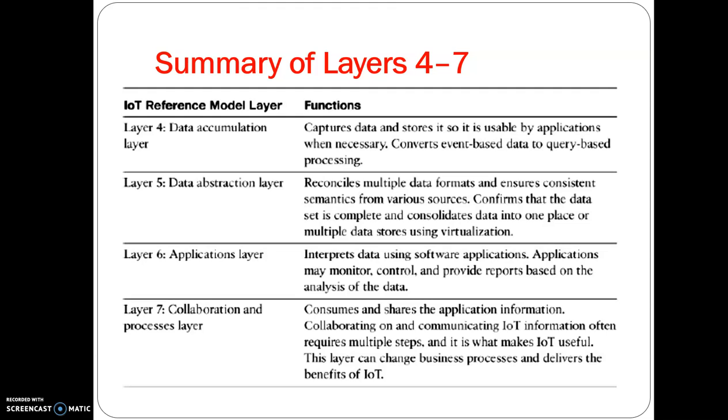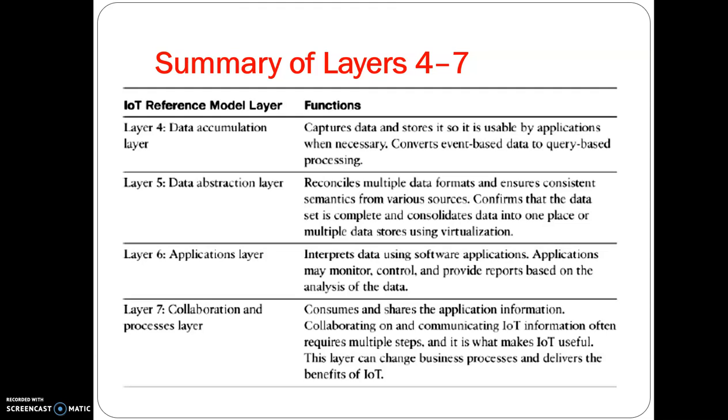Layer number 6 is the application layer, which interprets the data using software applications. Applications may monitor, control, and provide reports based on the analysis of the data. So analysis of the data is included in the application layer. The last layer is the collaboration and processes layer, which consumes and shares the application information. Collaborating on and communicating IoT information often requires multiple steps, and it is what makes IoT useful. So this layer can change business processes and deliver the benefits of IoT.